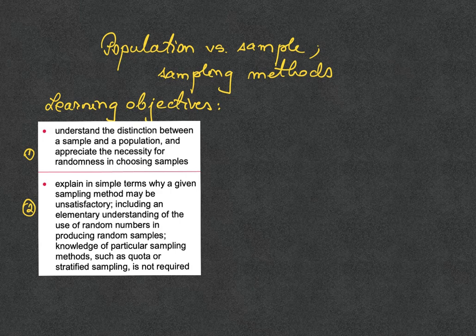Hello everybody, in this lesson we're going to look at the population versus sample and one sampling method. So the learning objectives are: understand the distinction between a sample and the population, appreciate the randomness of choosing samples, and explain in simple terms why a given sampling method might not be satisfactory. We are going to use random numbers to produce random samples.